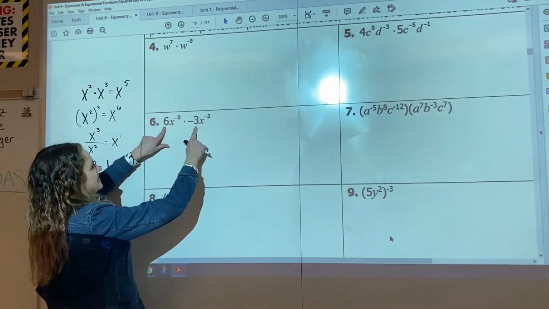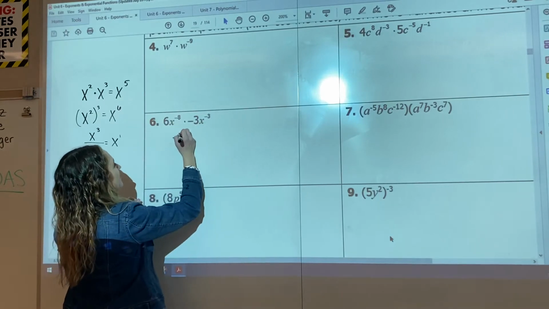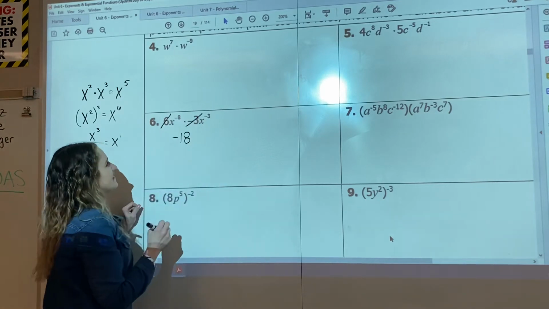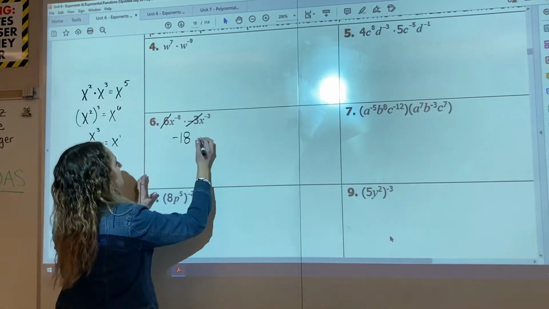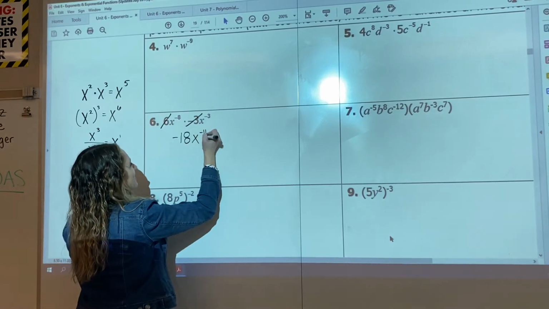6 times negative 3, notice that neither of them have exponents. 6 times negative 3 would give me negative 18. Got that guy? Got that guy. Next, x times x, we're going to add our exponents. Negative 8 plus negative 3 would give me negative 11.